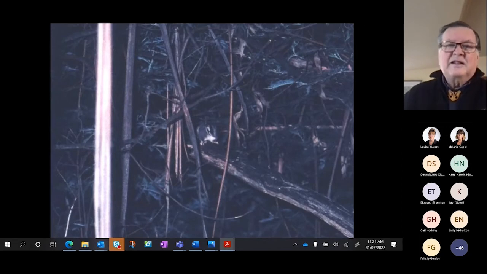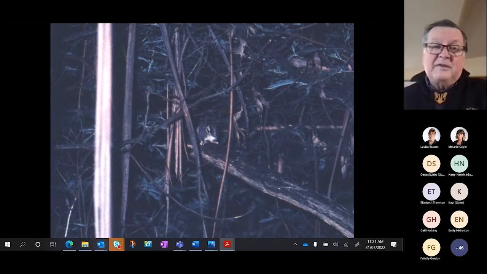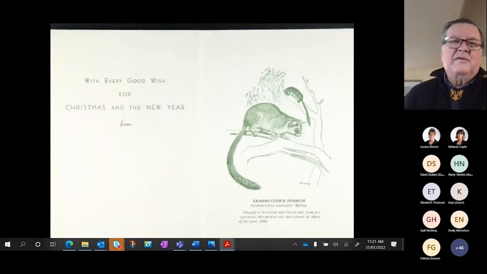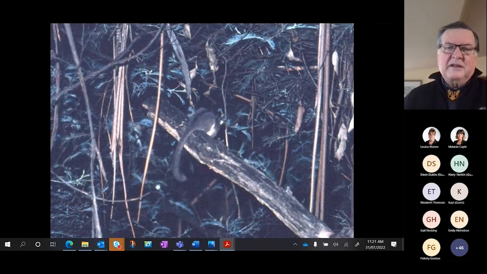And that was the situation until 1961, when Eric Wilkinson rediscovered living Leadbeater's possum at Cambarville near Marysville on the 3rd of April 1961. But the important thing in that second photograph was that it showed the shape of the tail, which is the diagnostic feature. And there it is. And go on to the Christmas card.